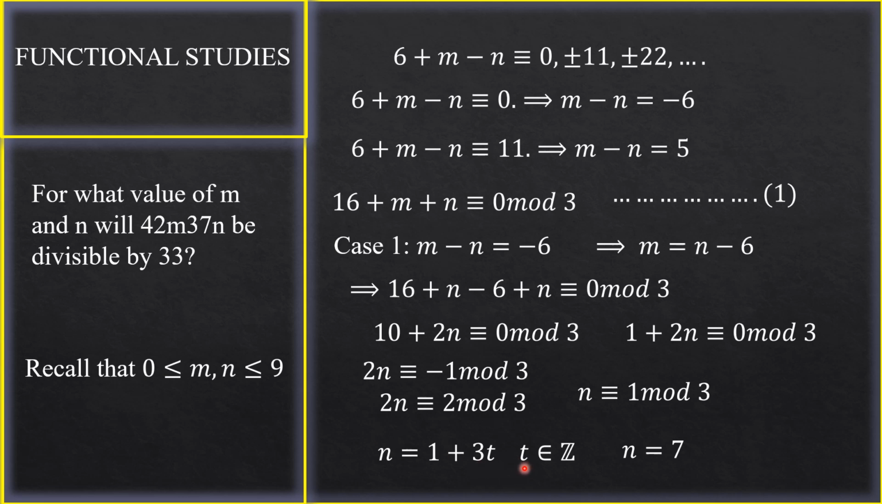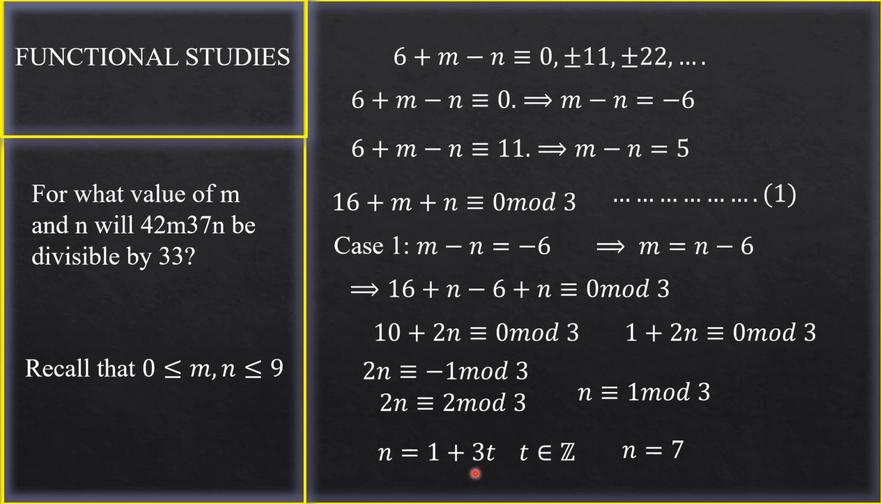Can t be 0? Yes. When t is 0, n will be 1. But remember, our m is equal to n minus 6, and m also lies in this zone. So m must be positive and less than 9. So it means that for this number to be positive, n must be greater than 6.